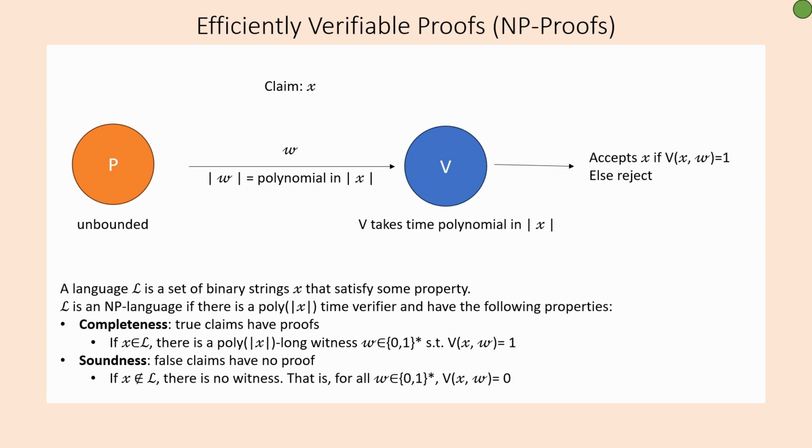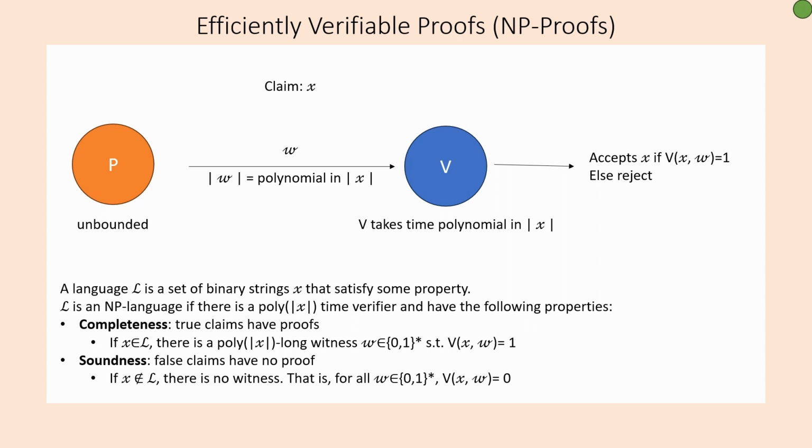So the setup to an NP proof is, first we have a prover that is considered computationally unbounded and can do a lot of hard work. We're trying to prove the claim, which is an NP statement, to the verifier, who can only run in polynomial time. And finally, the prover passes a witness to the verifier, whose length is polynomial in the length of the claim. Formally defined, a language L is a set of binary strings x that satisfy some property.